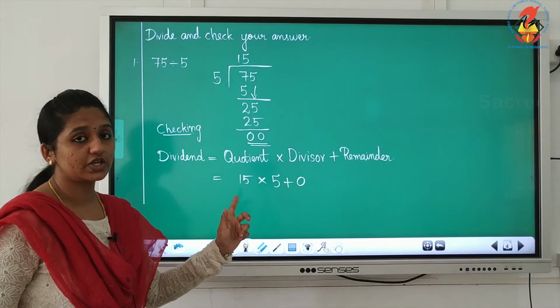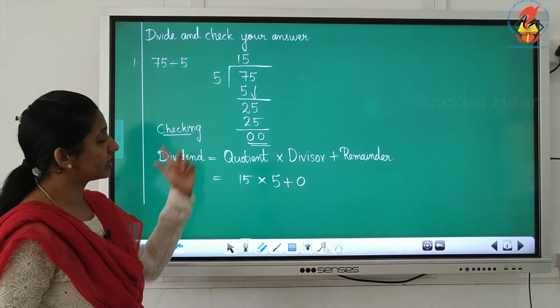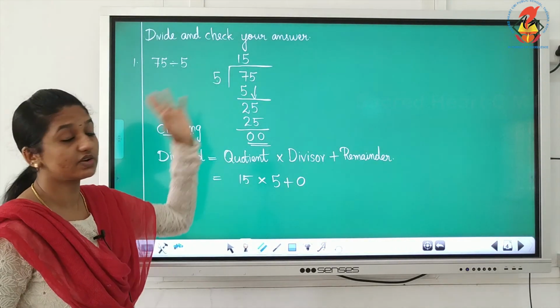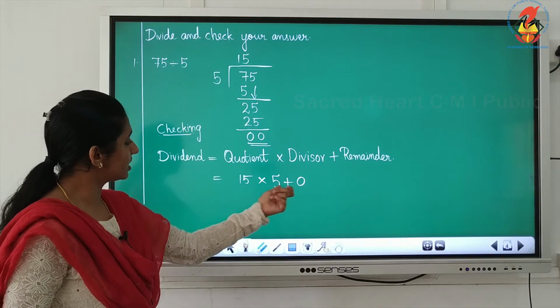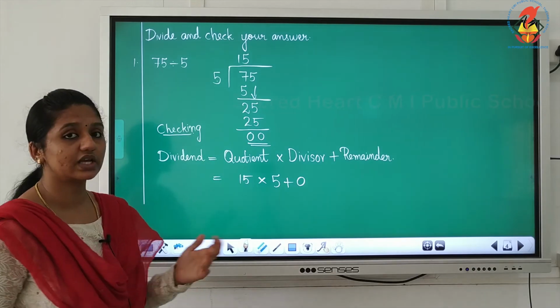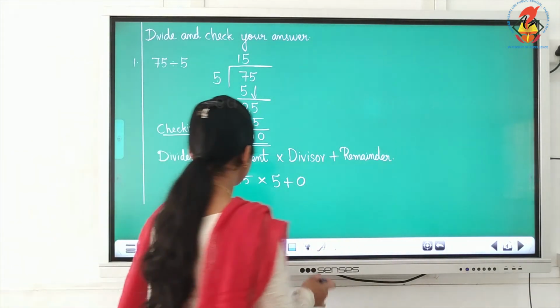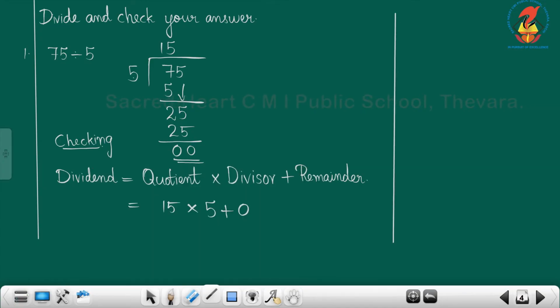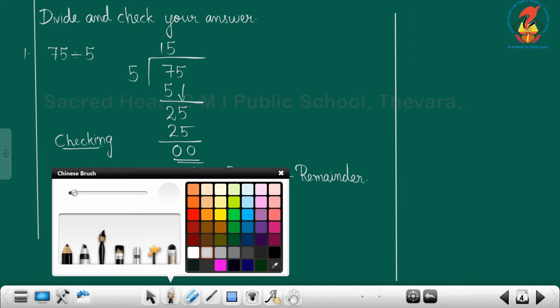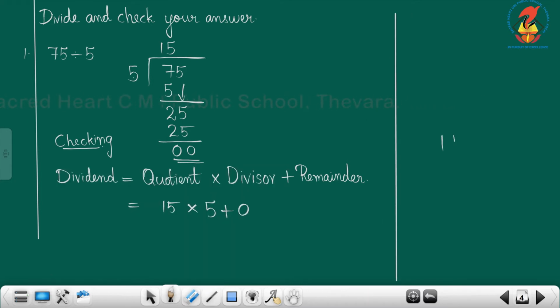After this calculation you will get the dividend. We can say what is the dividend here? 75. So after this multiplication you will get that 75. We can say our answer is correct. So go to the working column, then write that calculation. So 15 multiplied by 5.